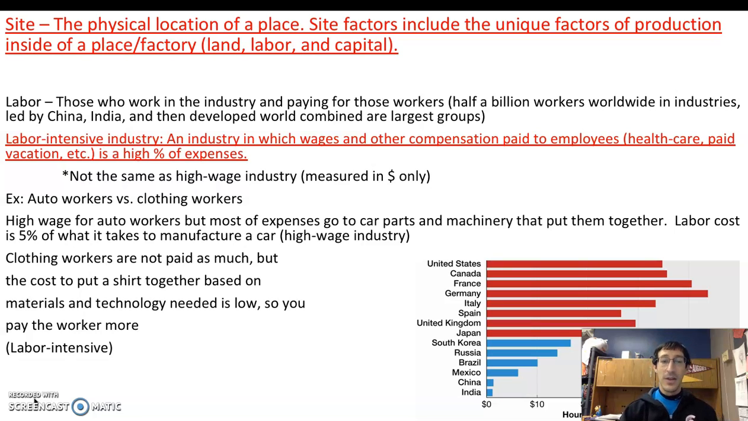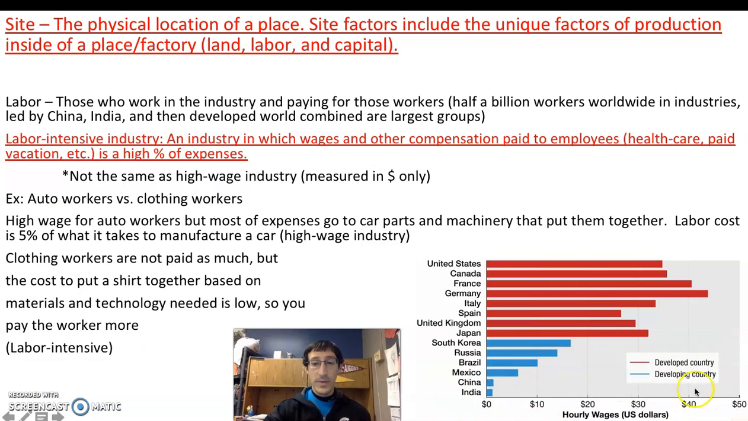Another way to look at this is that clothing manufacturing, stitching and all that, is typically not as intensive in terms of training. So you need lower skilled workers, people it wouldn't take as long to train, than you would for working on a car. That would be considered a higher skilled type of job for manufacturing.